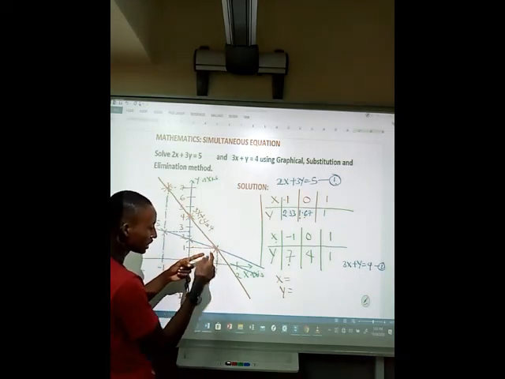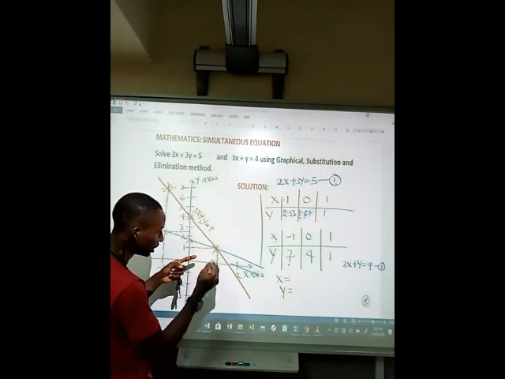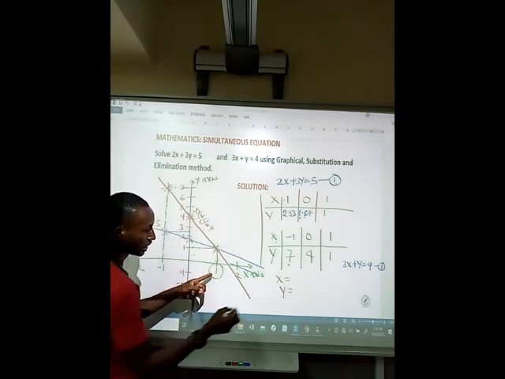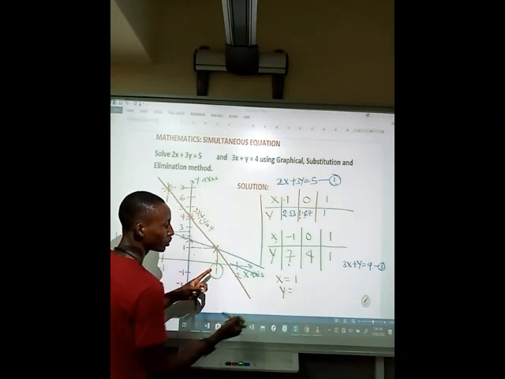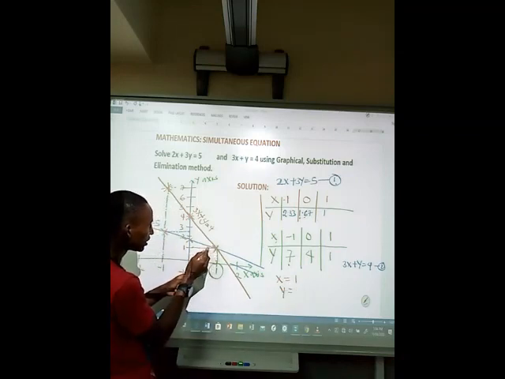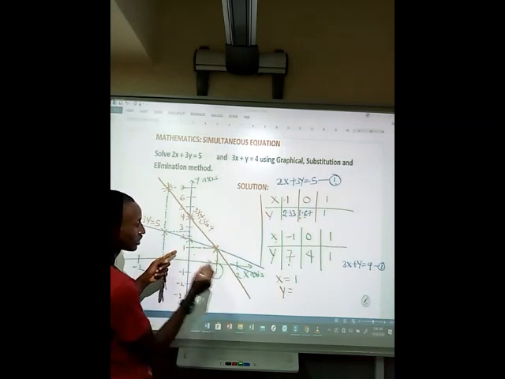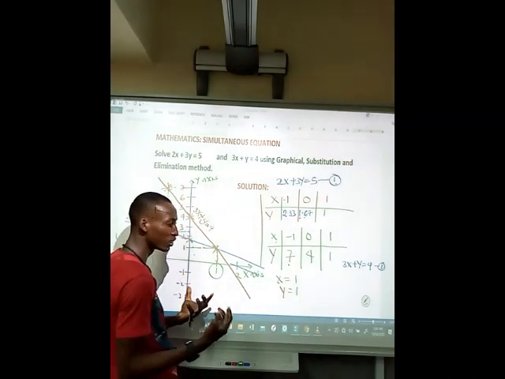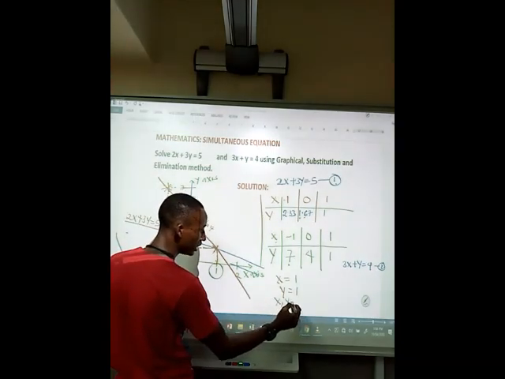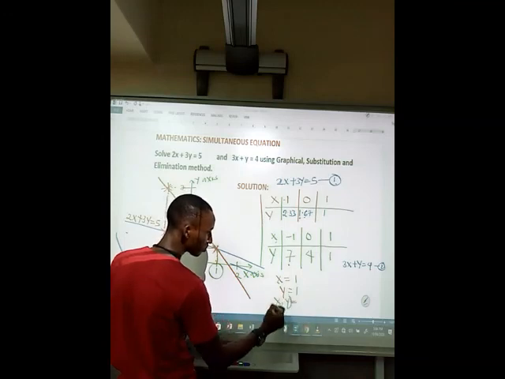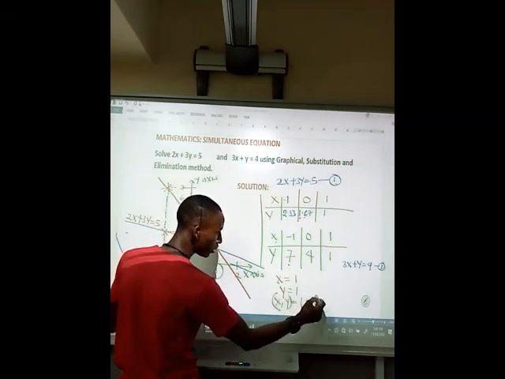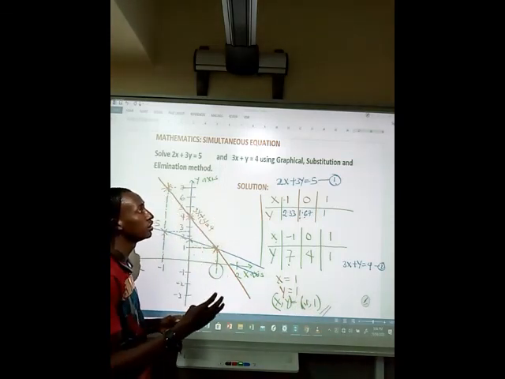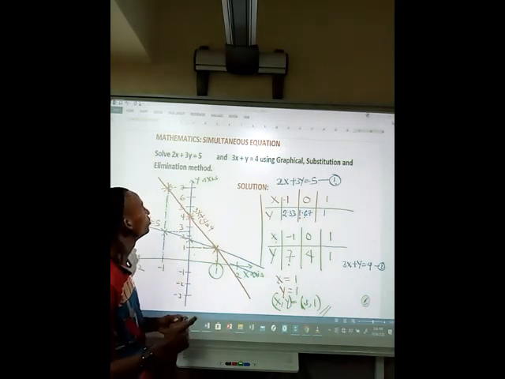Once you're able to get your point of intersection, what you just need to do is to trace it down. When you trace it down, what is the value of x here? The value of x here is 1. Therefore, in a nutshell, x equals 1. You trace this also again. The value of y here is also equal to 1. So your x equals 1 and your y equals 1 using the graphical method. So in summary, x comma y equals 1 comma 1.